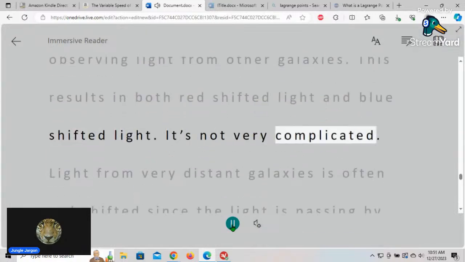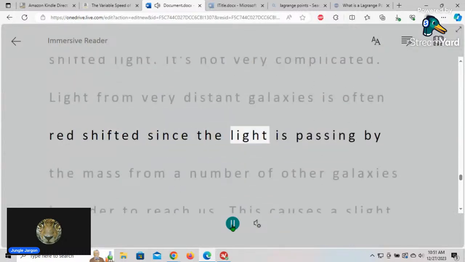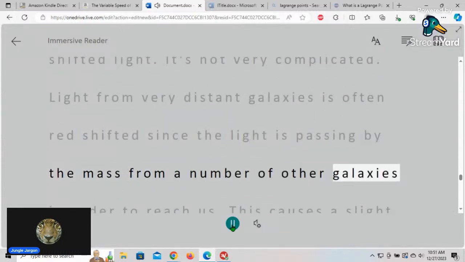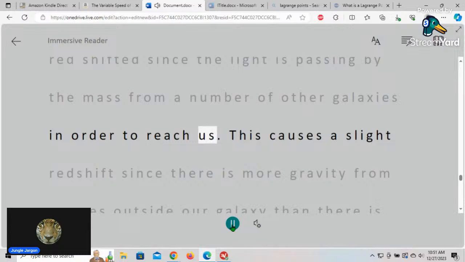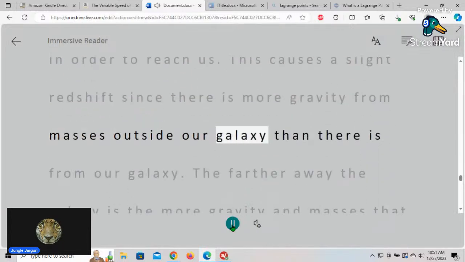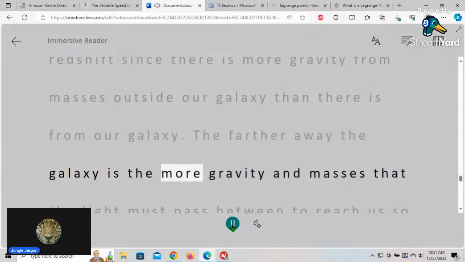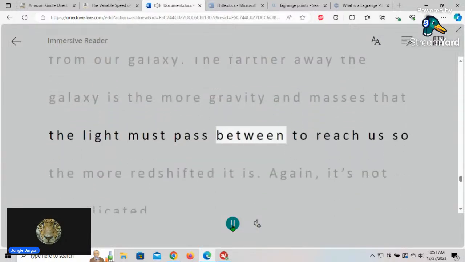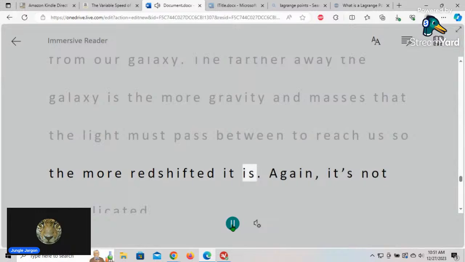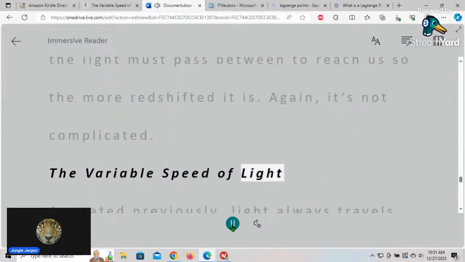It's not very complicated. Light from very distant galaxies is often red-shifted since the light is passing by the mass from a number of other galaxies in order to reach us. This causes a slight redshift since there is more gravity from masses outside our galaxy than there is from our galaxy. The farther away the galaxy is, the more gravity and masses that the light must pass between to reach us, so the more redshifted it is. Again, it's not complicated.